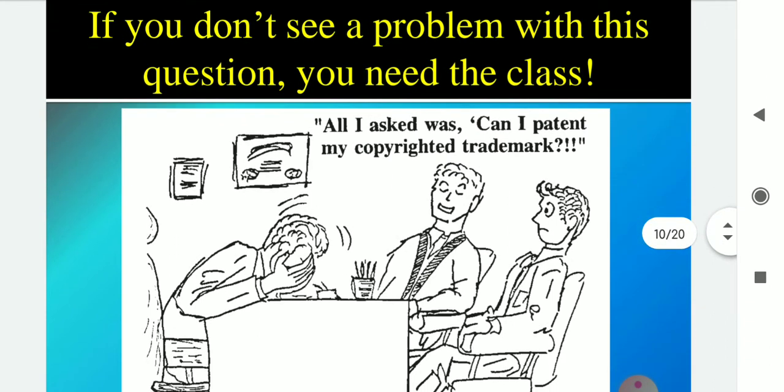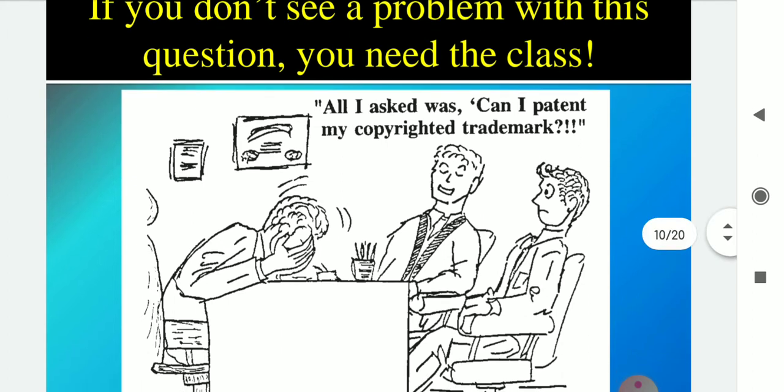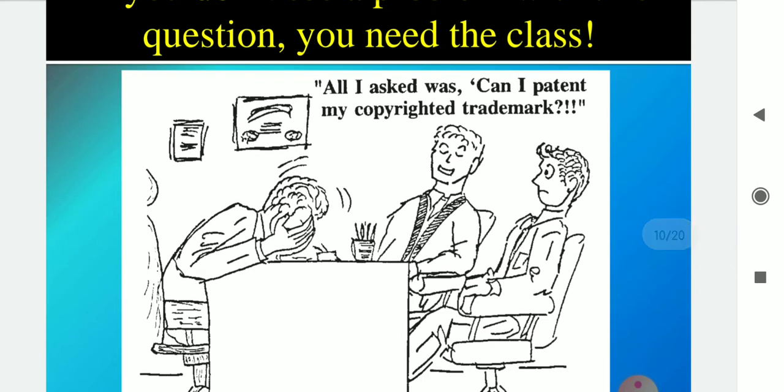You see a small part. If you don't see a problem with this question, you need the class. Someone asked officers or teachers, all I asked was, can I patent my copyrighted trademark? Can I patent my copyrighted trademarks? Then the reaction of the chairperson. You see this image.